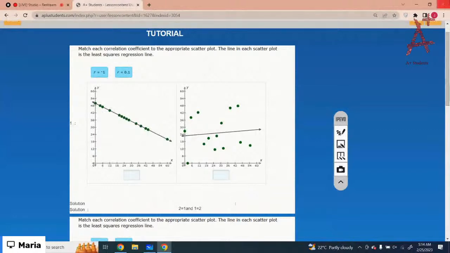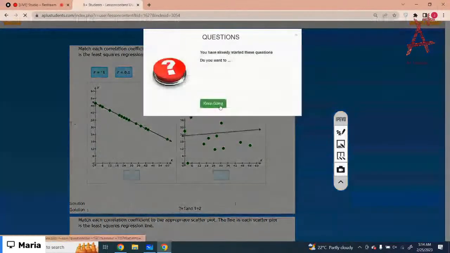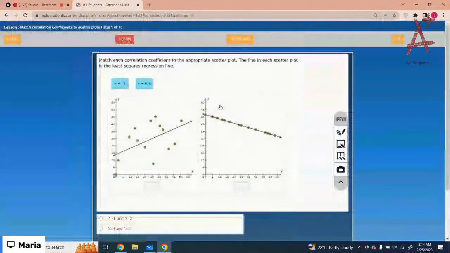Okay, let's just start with the test question because they all are exactly the same. I don't actually get the concept from here. Let's just see here. Match each correlation coefficient to the appropriate scatter plot. The line in each scatter plot is the least squares regression line. They don't have any explanation. Let's just guess the answer. I think it is 2 equals 1 and 1 equals 2. We don't know what that means.